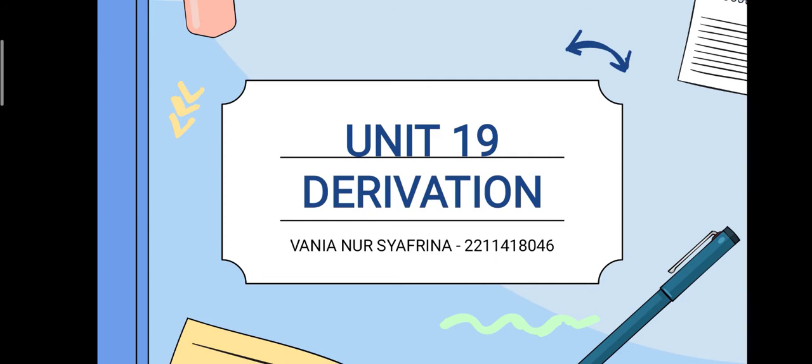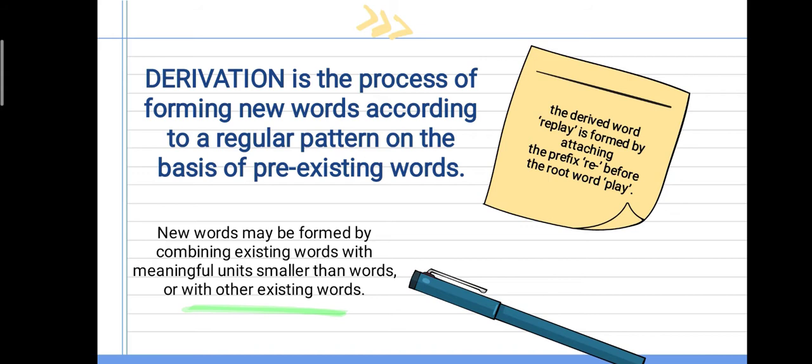In this video, I will talk about derivation from Unit 19. New words may be formed by combining existing words with meaningful units smaller than words or with other existing words. Derivation is the process of forming new words according to a regular pattern on the basis of pre-existing words. We can also say that derivation is the process of forming new words on the basis of an existing word and often involves the addition of a morpheme in the form of a prefix or suffix.